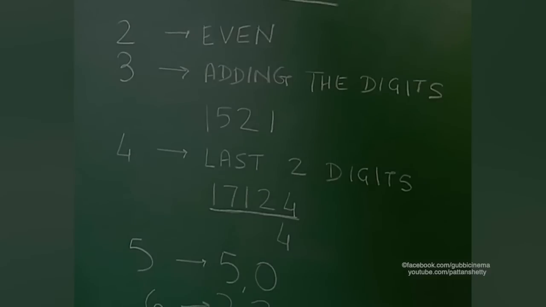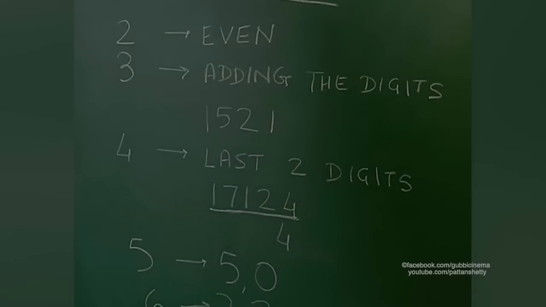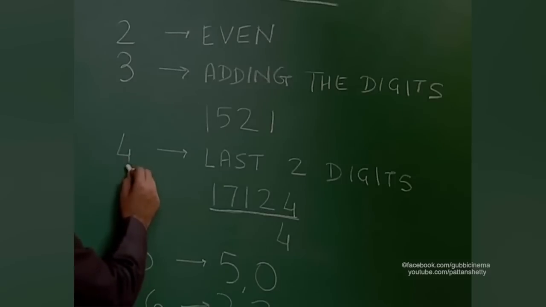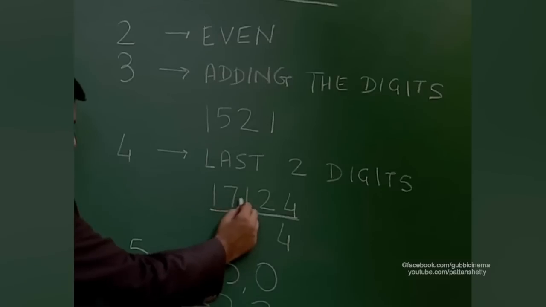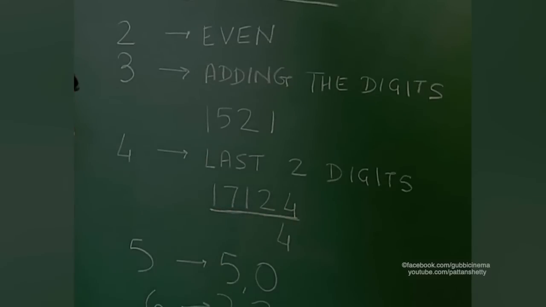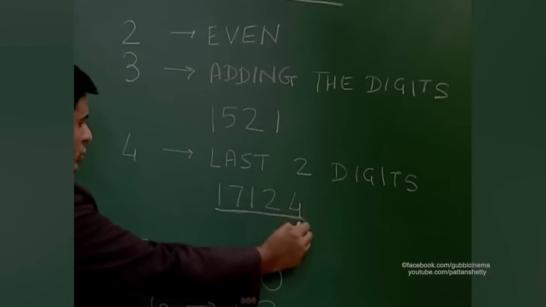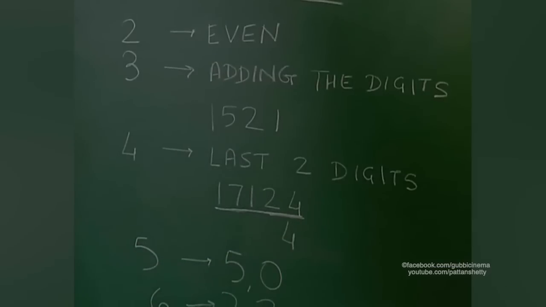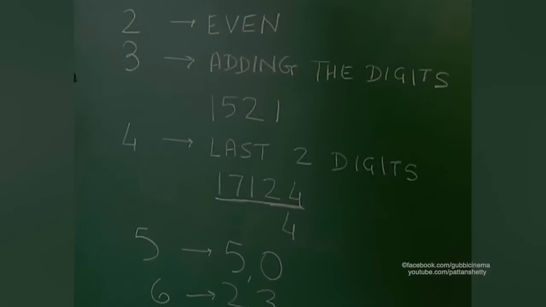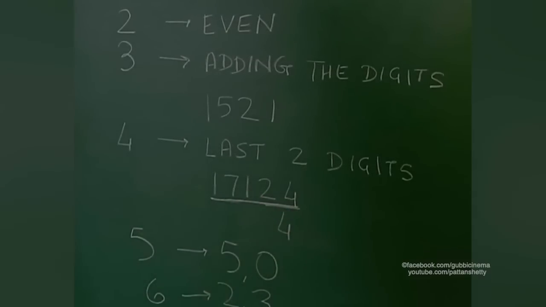For the test of 4, the rule says check the last 2 digits. If the last 2 digits of the number are divisible by 4, then the whole number is divisible by 4. Suppose I want to find out whether 17,124 is divisible by 4. I don't do the whole number. I just check the last 2 digits. Here, 24 is divisible by 4 because 4 6s are 24. So I can presume 17,124 is also divisible by 4.